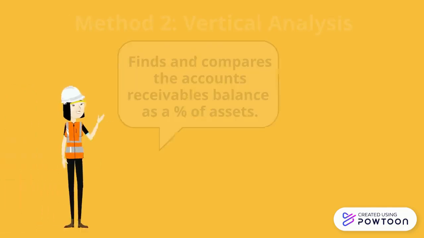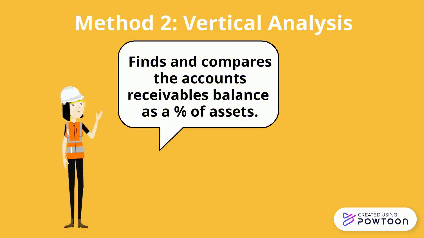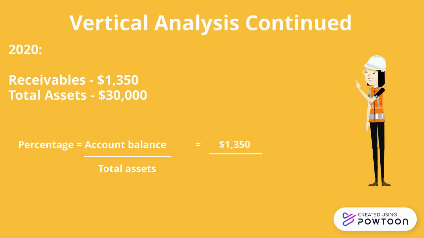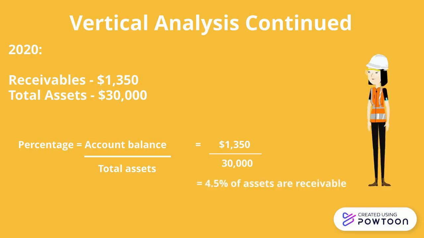The method of vertical analysis is used to find and compare the accounts receivables balance as a percentage of assets. Molly knows her receivables and total assets for 2020. The accounts receivable of $1,350 is divided by $30,000, which is the total assets. This exemplifies that approximately 4.5% of Molly's assets were receivables in this year.